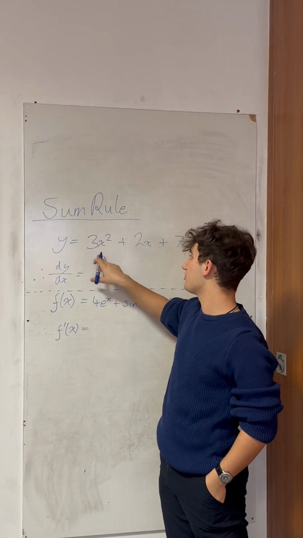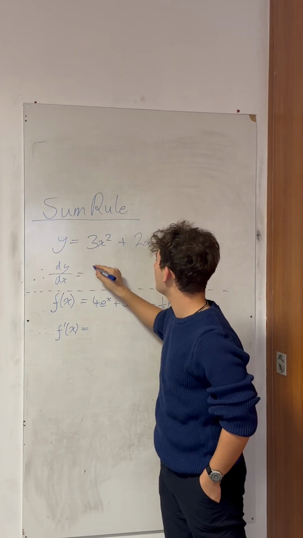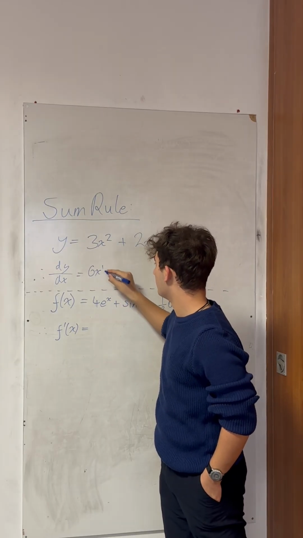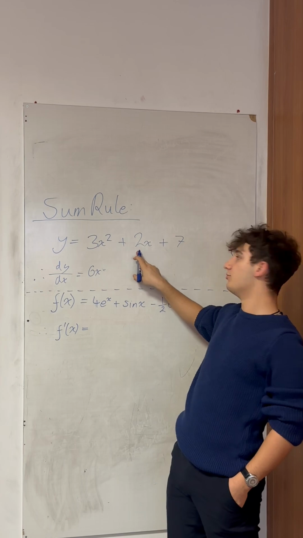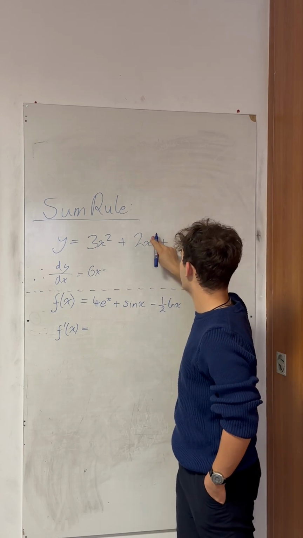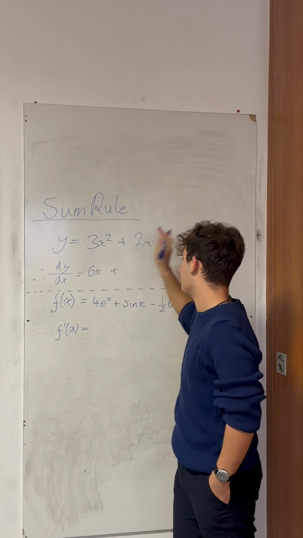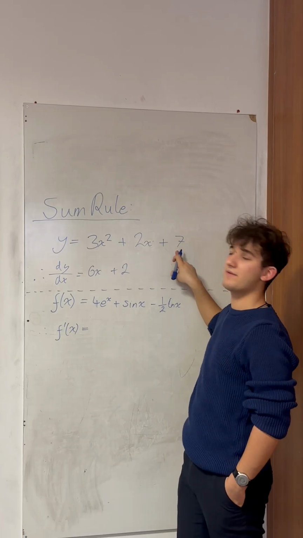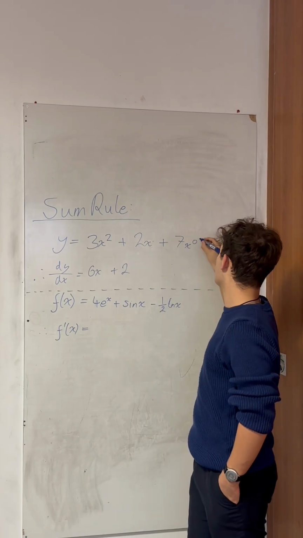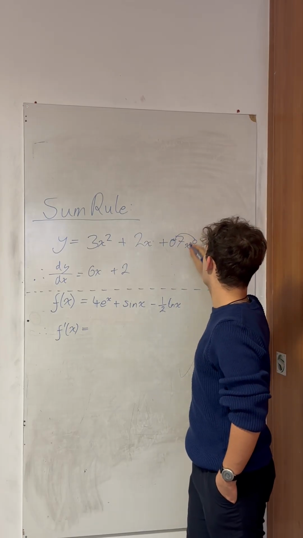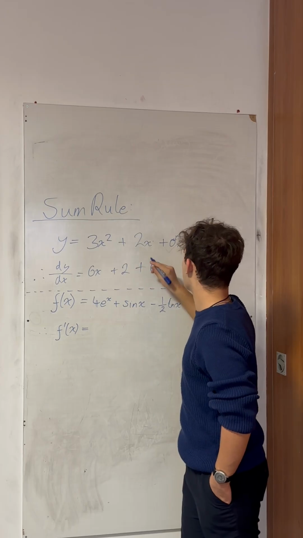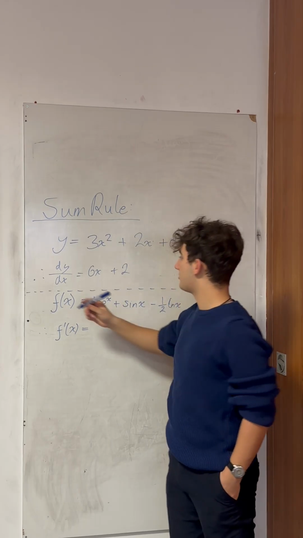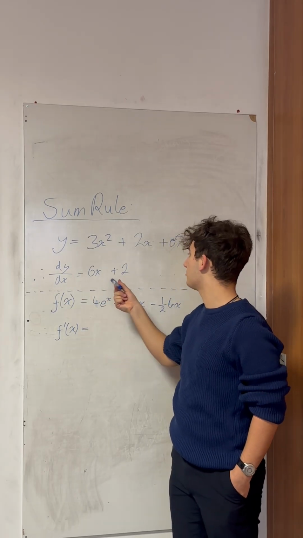So for example, this, as we covered earlier, will be bring the 2 down, 6x to the 1, so just 6x. This will become 2 because the 1 gets dragged down, times 2 by 1 is just 2, so 2. And then the 7, well you can imagine that's just 7x to the 0, so bring the 0 down, becomes 0, goes away, so plus 0. And so our derivative, our dy/dx, is 6x plus 2.